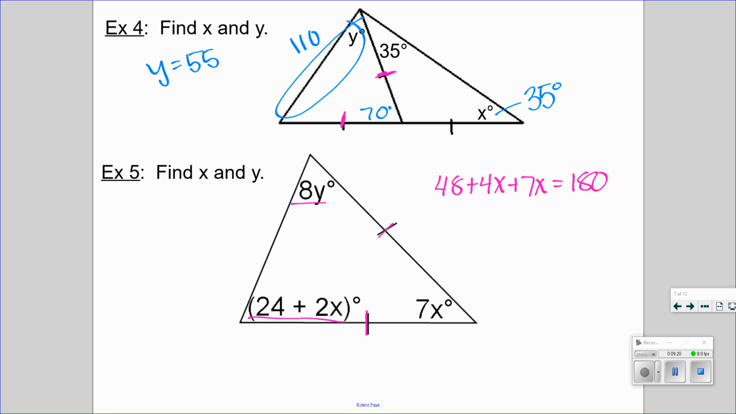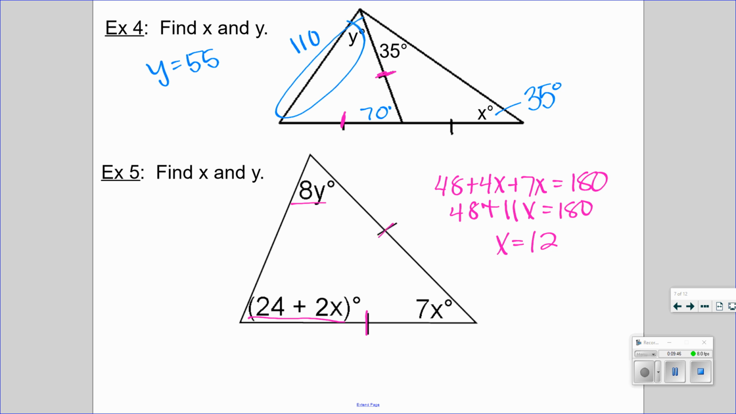Since 8y and the 24 plus 2x are the same angle, instead of creating an equation with x and y, we use the angle sum adding up to 180, so 48 plus 11x equals 180. X equals 12. Correct.